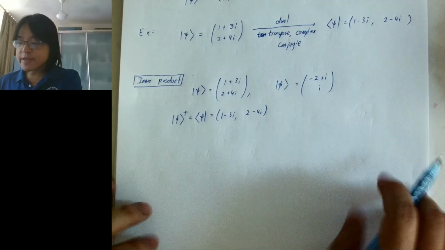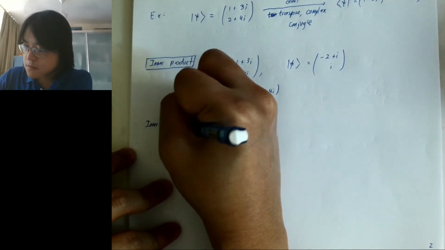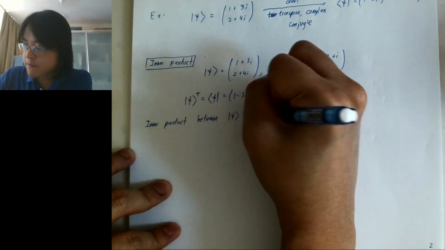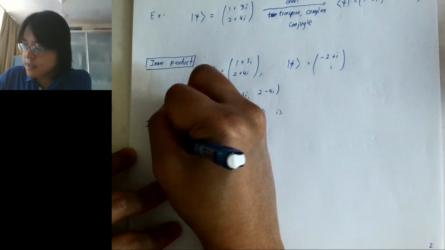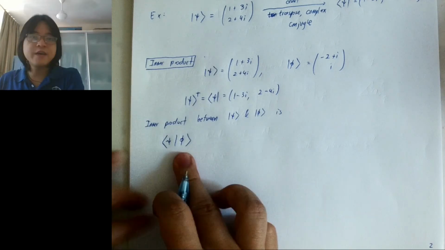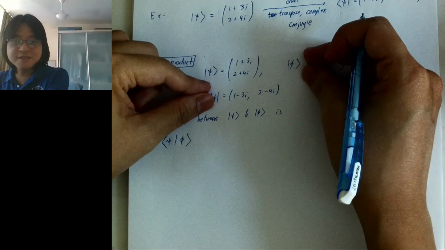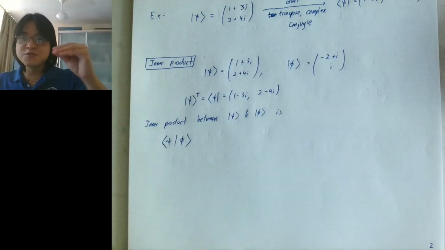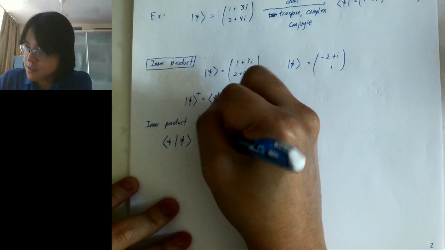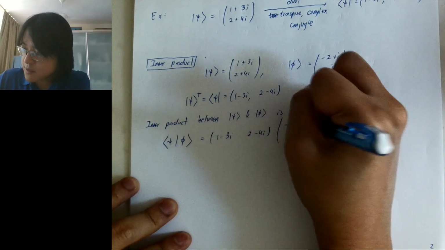So the inner product between psi and phi is, that's why we call these bra and ket, we write it in this way. It looks very nice, like you're playing Tetris, where you join them together. And what is actually happening here is the row vector 1 minus 3i, 2 minus 4i times this vector.